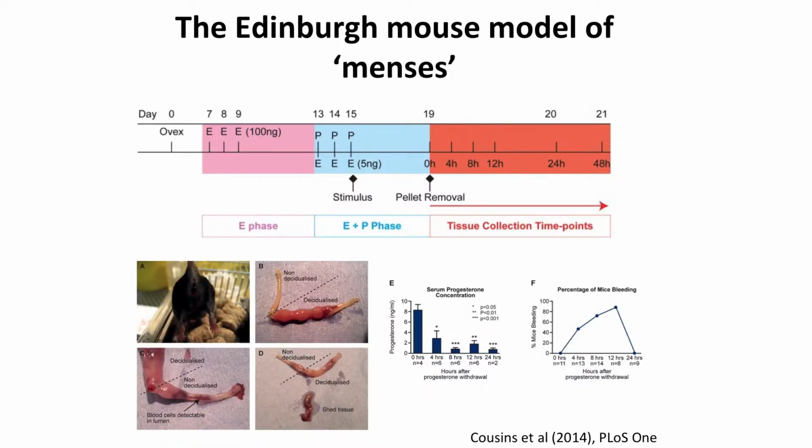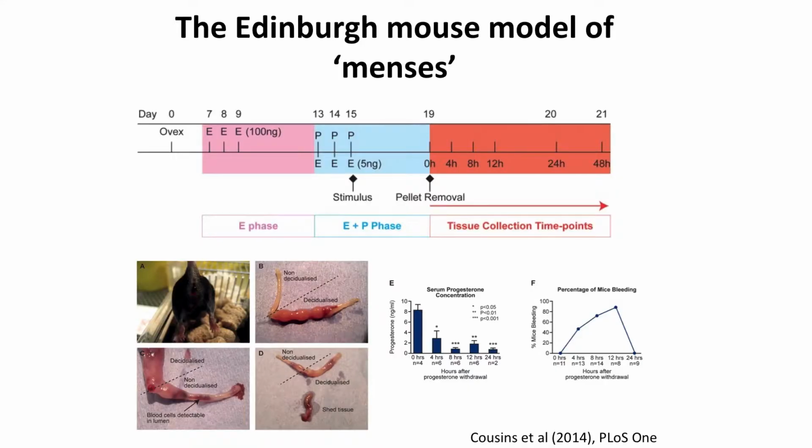From between 4 and 12 hours, we can actually see overt bleeding from the mice. And when we remove the uterus, you can clearly see the decidualized uterine horn compared to the non-decidualized horn. Sorry, I forgot to mention that we also give the mice a decidualization stimulus. In humans, decidualization occurs spontaneously, whereas in mice this only occurs when there's a presence of a blastocyst.